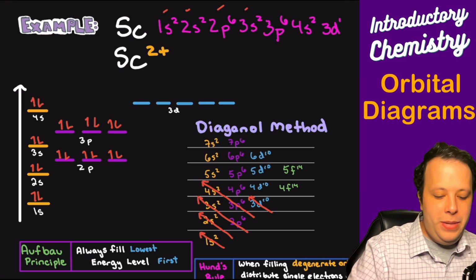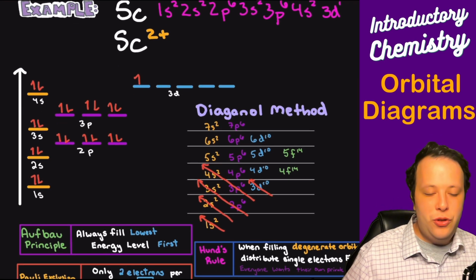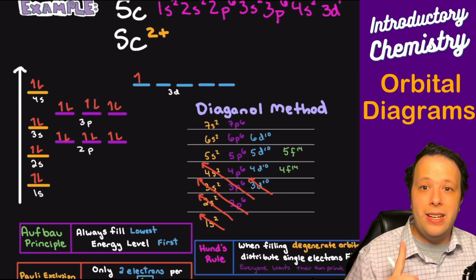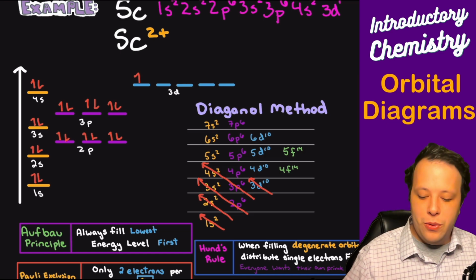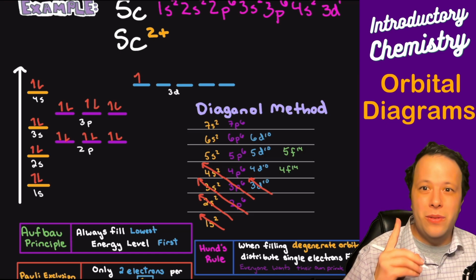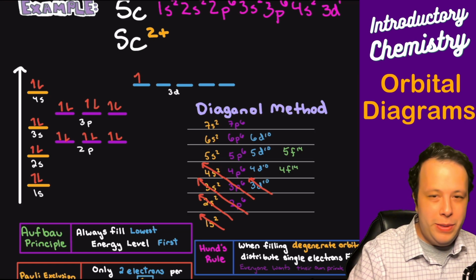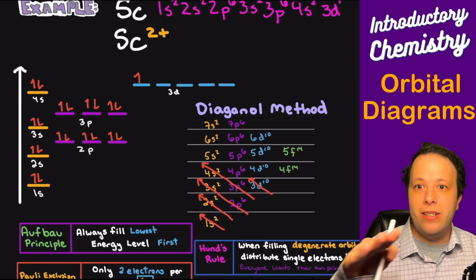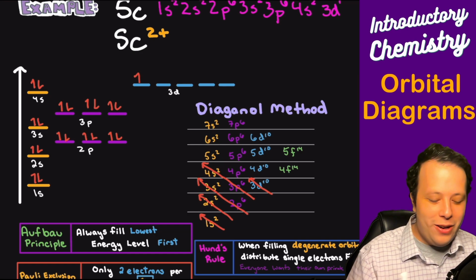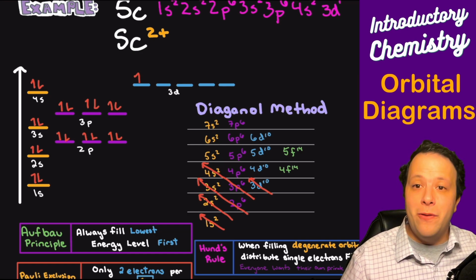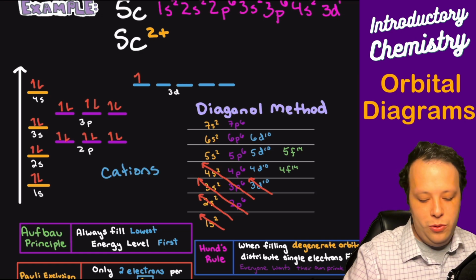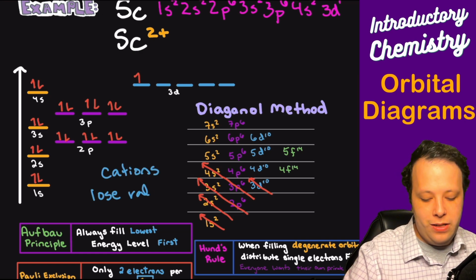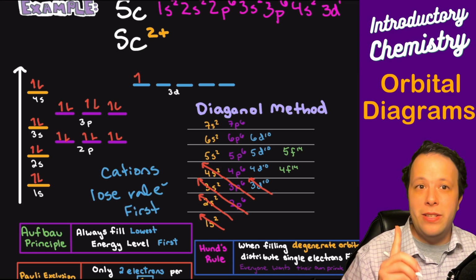All right, now being that we have scandium 2+, where do we take the electrons? So how exactly does this work? When we have a cation, the electrons are going to be taken from the outermost layer. Now, what is your outermost layer? This is from your valence electrons. So cations lose valence electrons first. Okay, that's very, very important to remember. We lose the valence first.